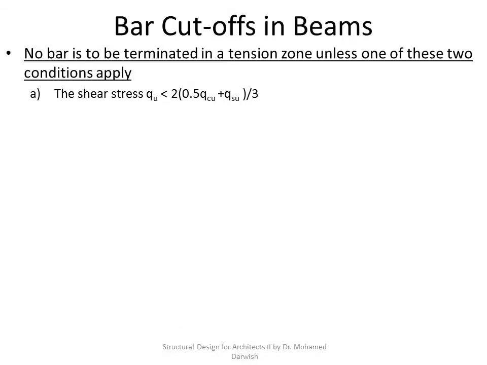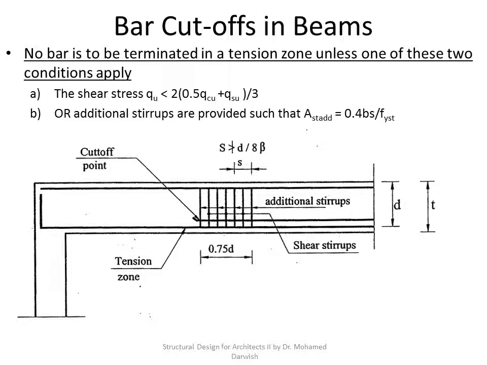So again, you should understand that there is a general rule that no bar is to be terminated in a tension zone unless one of these two conditions applies: the shear stress is significantly low, or additional stirrups are provided as shown according to this equation. Other than that, you should not allow termination of a bar within a tension zone at all.